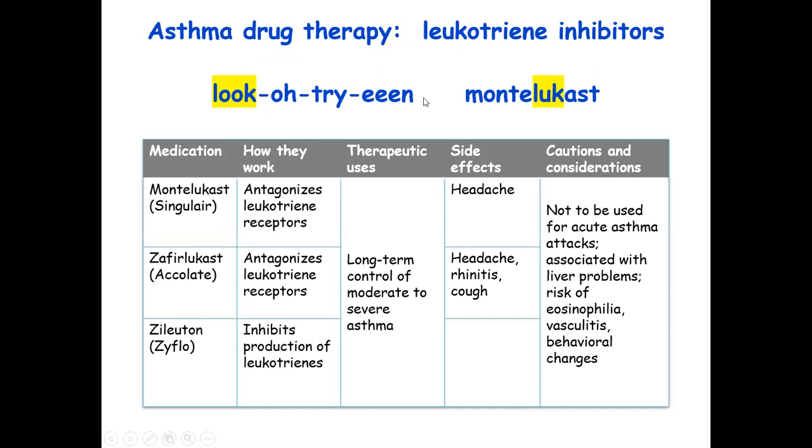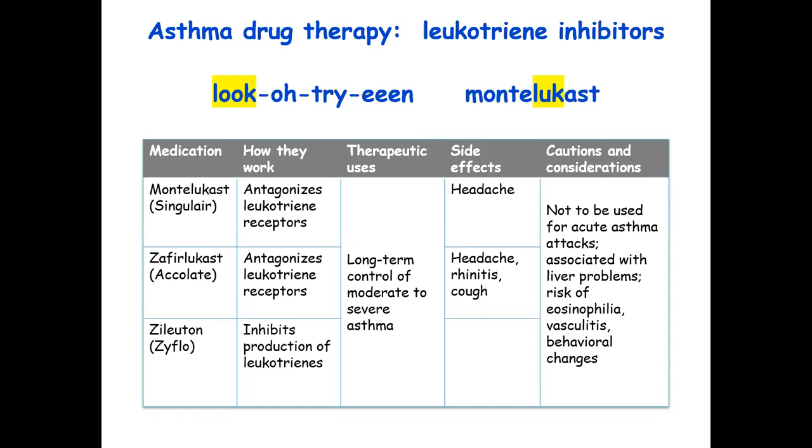Leukotriene inhibitors. The main thing I want to point out here is Montelukast, L-U-K, and then you've got Zafirlukast. They're leukotriene inhibitors, and they've got that "leuk" in the name, so you would be able to recognize it. They work by antagonizing leukotriene receptors, and they only work there. They have to be taken prophylactically. They're of very little benefit if somebody's having an asthmatic attack.